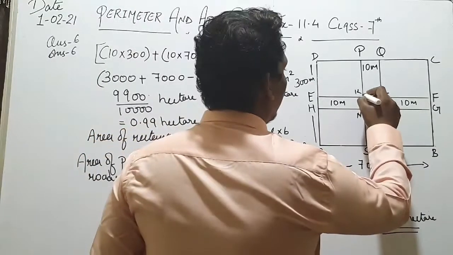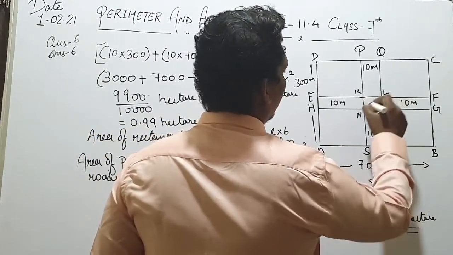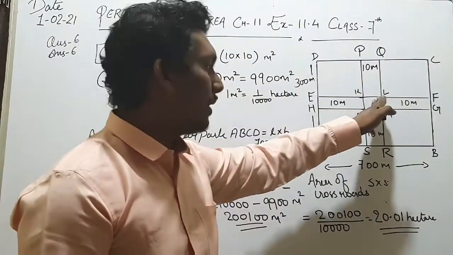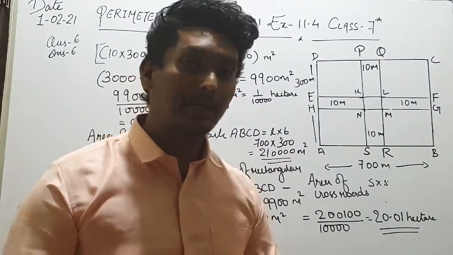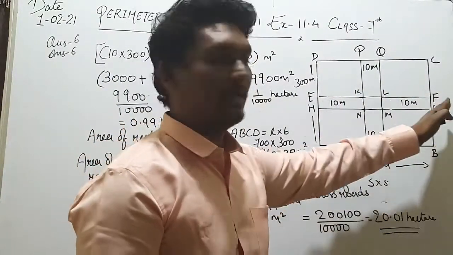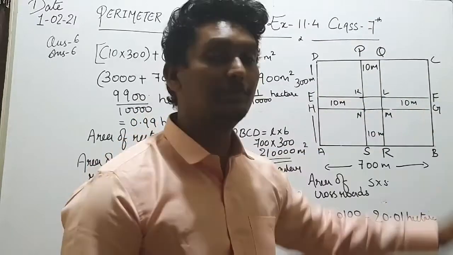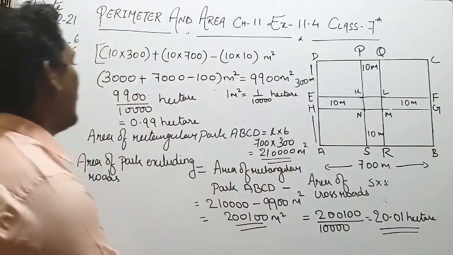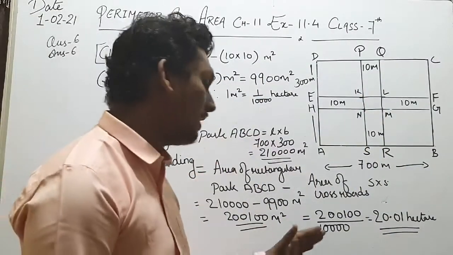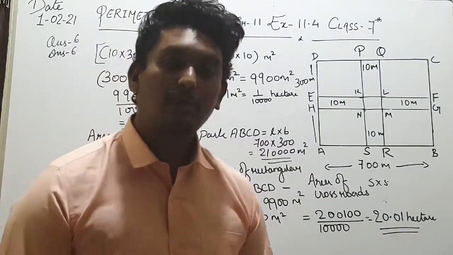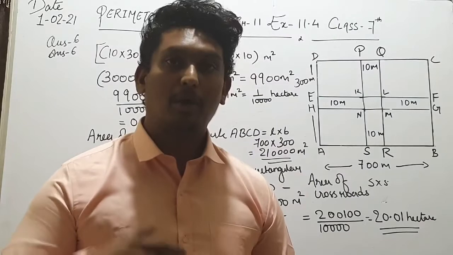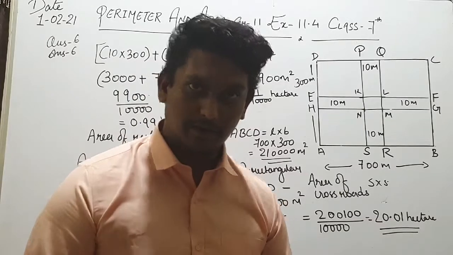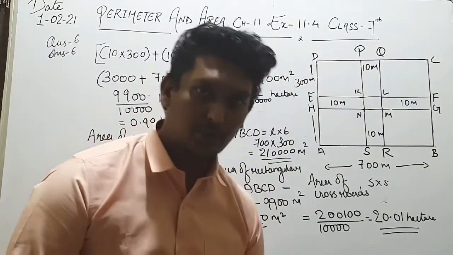That's why we have excluded the area of this square, so that we get the exact area of this rectangle and this rectangle, the first rectangle PQRS and EFGH. That's why we have subtracted the area of the square here, and the rest everything is done. Hope it is clear to you. And one thing I want to tell you, if the question is asking about hectares, then only you have to write the answer in hectares, otherwise there is no necessity. So just go through it. Hope it is clear to you.